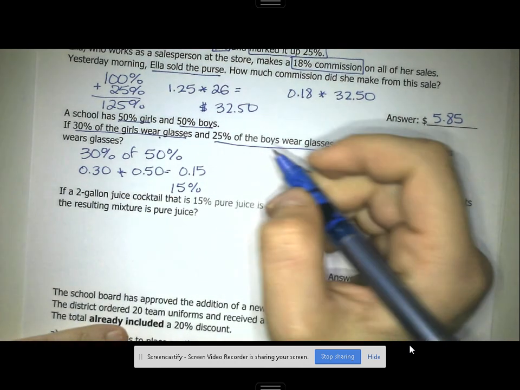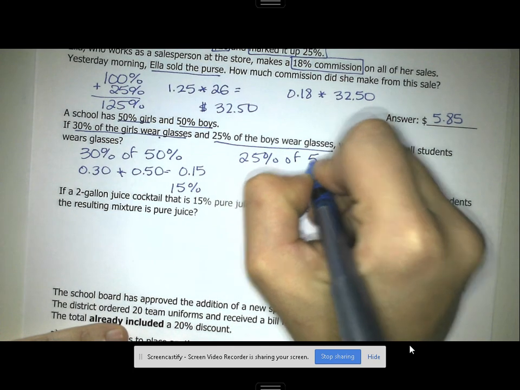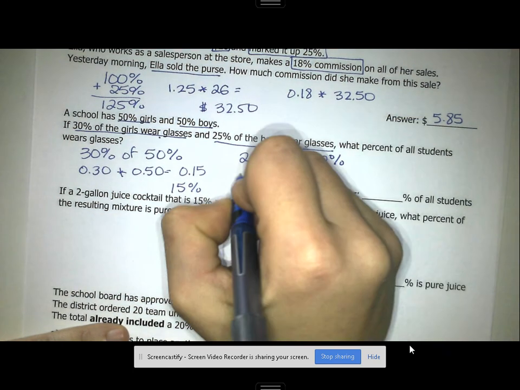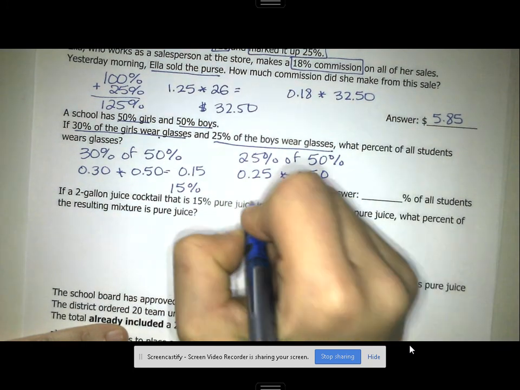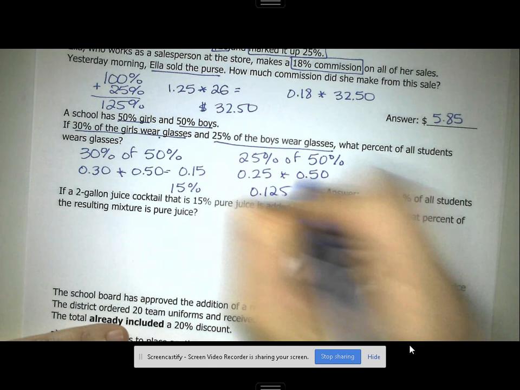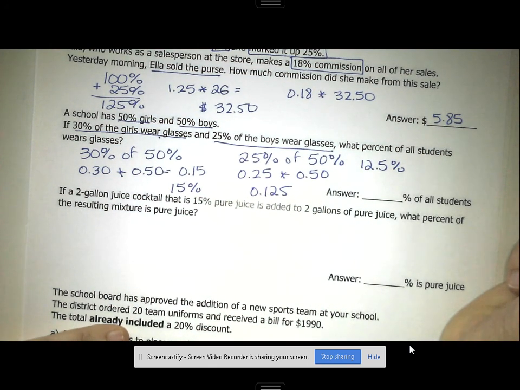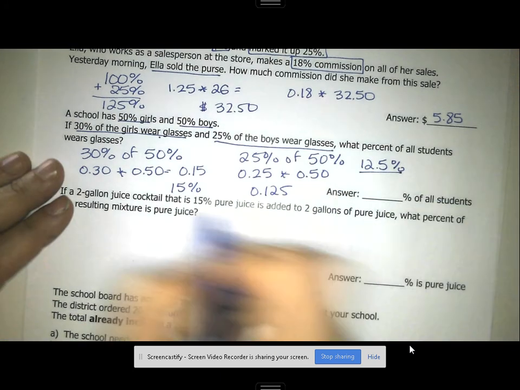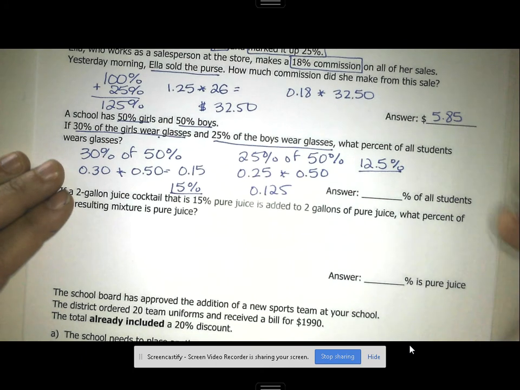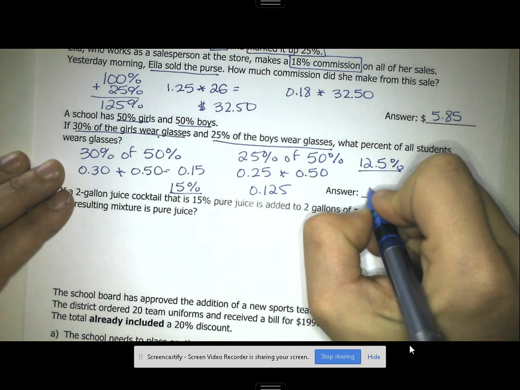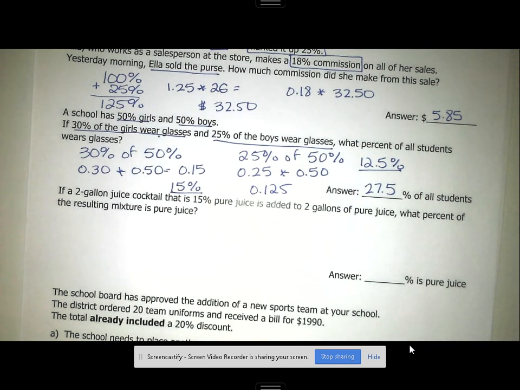And then for boys, I know that 25% of the 50% that are boys wear glasses. So that's 0.25 times 0.50, which I get 0.125, which is 12.5%. So 12.5% of the school are boys with glasses. 15% of the school are girls with glasses. So the percent of all students that have glasses is 27.5% if I add those two percents together.